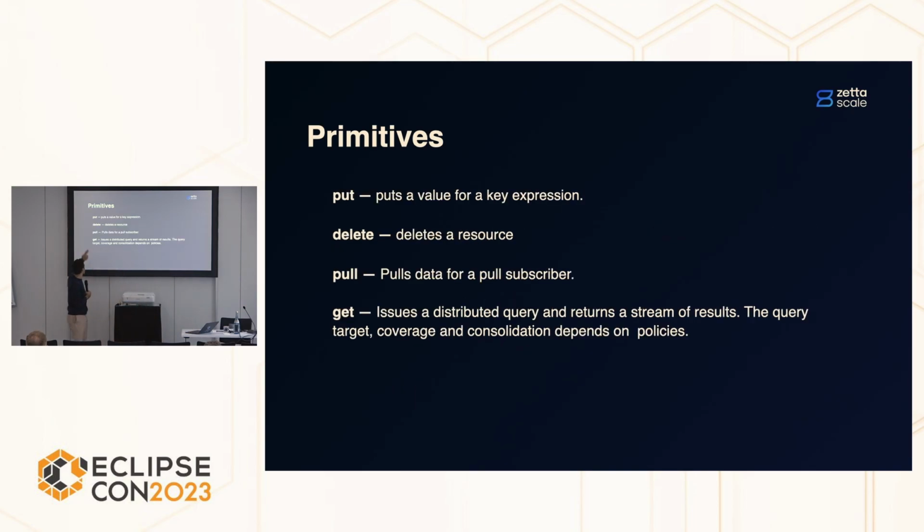And then you have put, delete, pull, and get. Why do we have a pull? Because when you declare a subscriber, you can tell if you are a pulled subscriber. A pulled subscriber is essentially a subscriber that tells, look, you cannot push data to me because maybe I have a duty cycle for whichever reason.